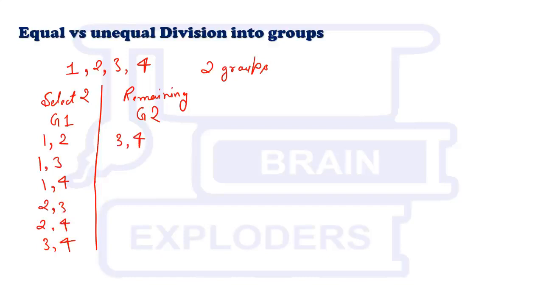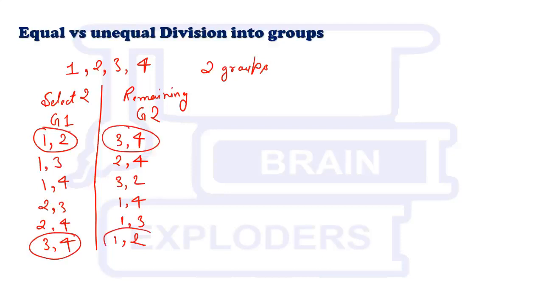When we select 1 and 2, the remaining will be 3 and 4. When we select 1 and 3, the remaining are 2, 4, then here 3, 2, and 1, 4, 1, 3, and 1, 2. But since order is not important, and here we see that we have made 2 groups, 1, 2, 3, 4, and in the last row also there are groups of 3, 4 in one and 1, 2 in the other. But since order is not important, these 2 cases should be treated as one.